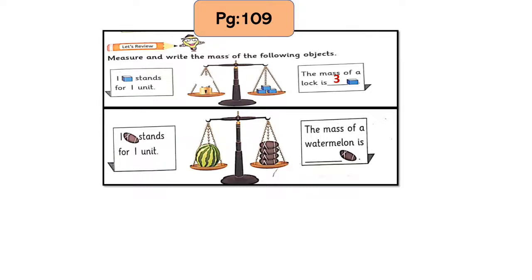Now let's measure the mass of watermelon. If 1 baseball stands for 1 unit, then what is the mass of the watermelon? Yes, here are 4 baseballs, so we can say the mass of a watermelon is 4 baseballs or 4 units.